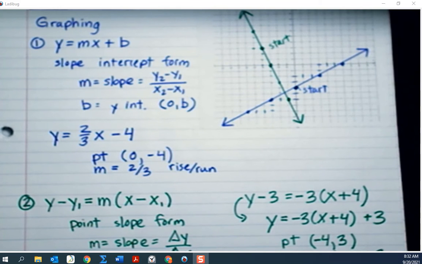But no, you can do it. This just happened to work out nicely both ways. But no, there is no wrong way to graph a line. There's just some ways are easier than others. That's it. All right.